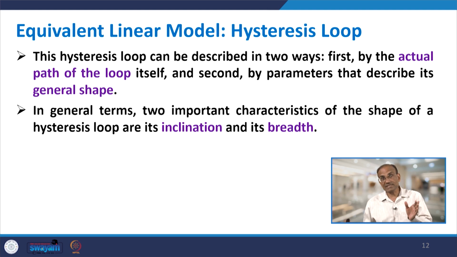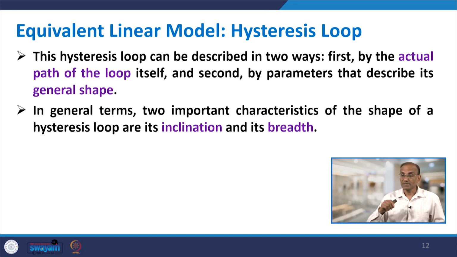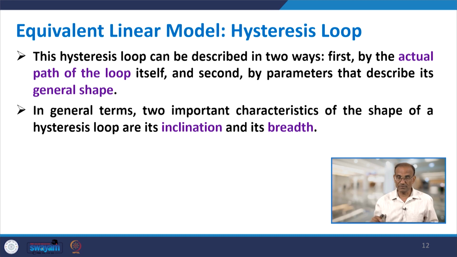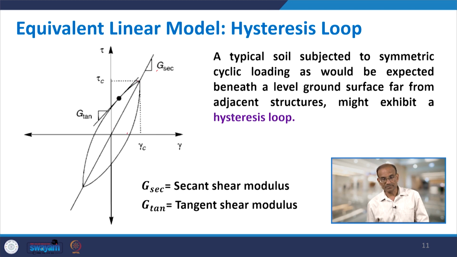In the first case, if you want to have the actual path of the loop itself, then you need to go point by point, and at each point it will vary. So, it is difficult to deal with. So, what is done? Some parameters are taken to describe the general shape of this hysteresis loop. In general terms, two important characteristics of the shape of a hysteresis loop are inclination and its breadth.